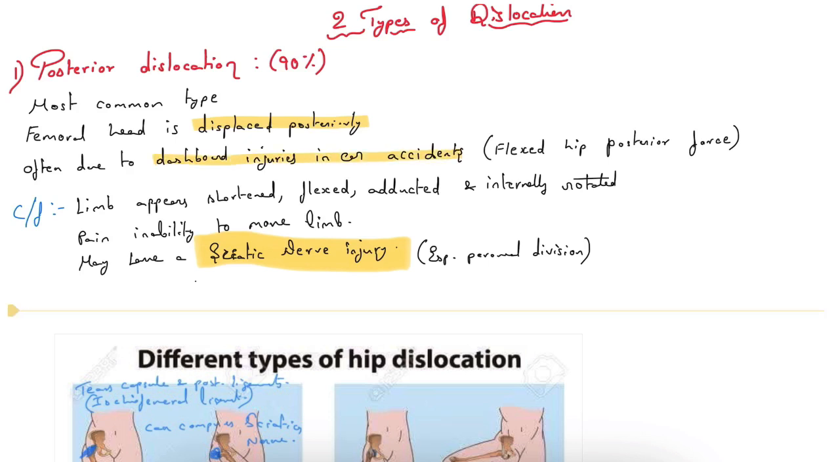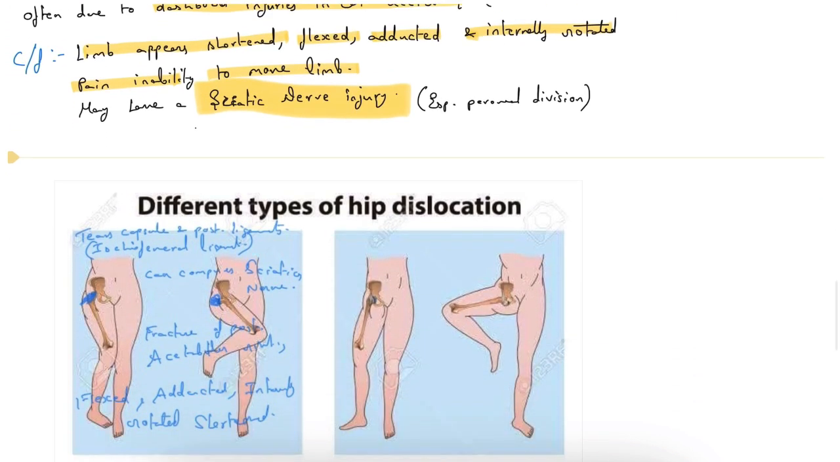Flexed hip, posterior force. In clinical features, we can see the limb appears shortened, as I already showed in this image, and flexed, adducted and internally rotated. We can see pain, inability to move the limb, and there may be sciatic nerve injury, especially the peroneal division.